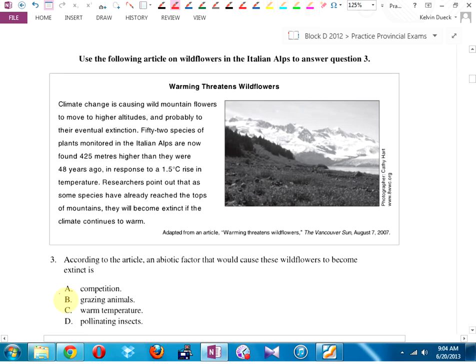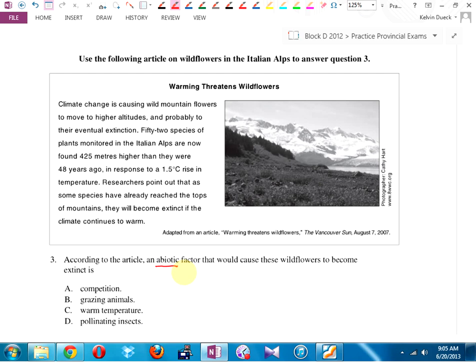They're going to give you little articles to read. Yes, you're going to have to read and interpret and underline keywords. So in the question, the keyword is abiotic. What does abiotic mean? Non-living. So if they're talking about species or predators or prey or parasites, you're not going to trick me. Non-living, I'm looking for things like precipitation, temperature, sunlight, soil.